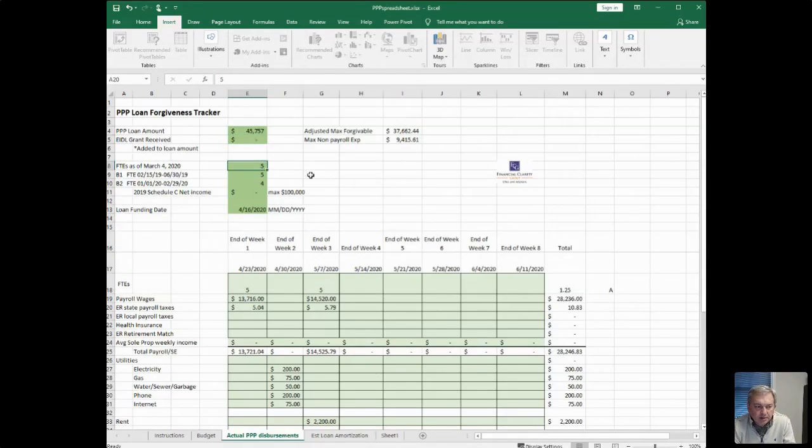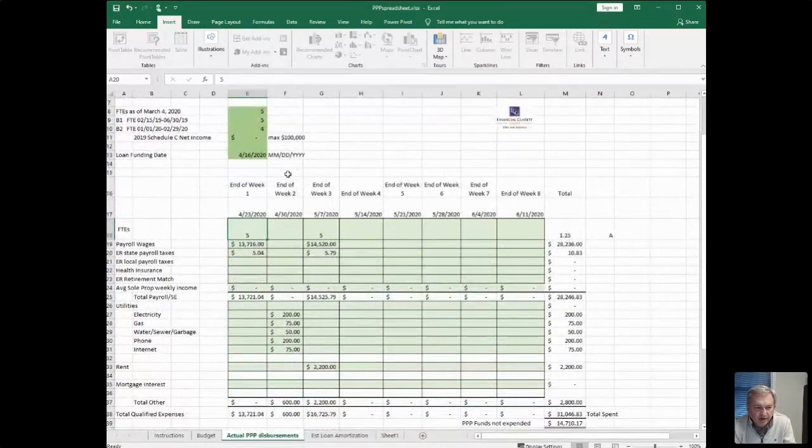Calculate your full-time employees as of March 4th and the period from February 15th to June 30th of 19, and also February 1st of 20 to February 29th of 20. If you're self-employed, a Schedule C filer, you would put your net Schedule C income here, the date your loan was funded, and these boxes start the spreadsheet into motion. The week ending periods will be based on the funding date. Your full-time equivalencies during each of these periods will help determine ultimately how much of the loan is forgivable, and then start filling in as you make payments.